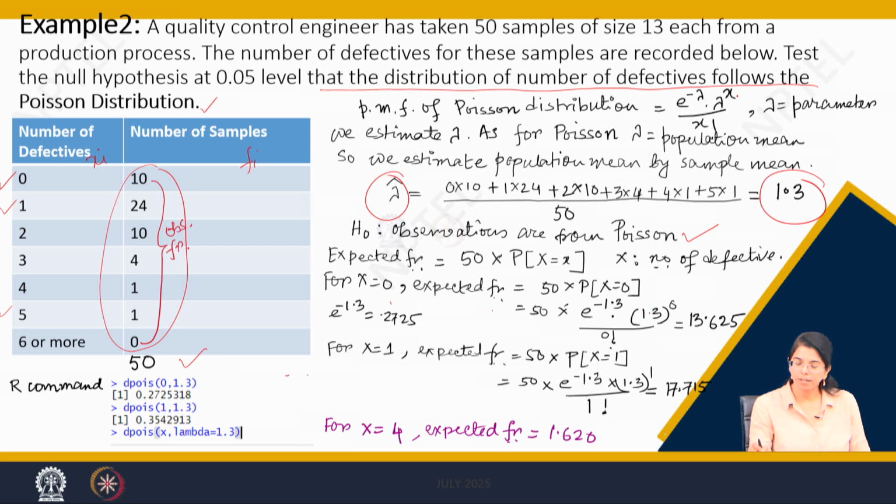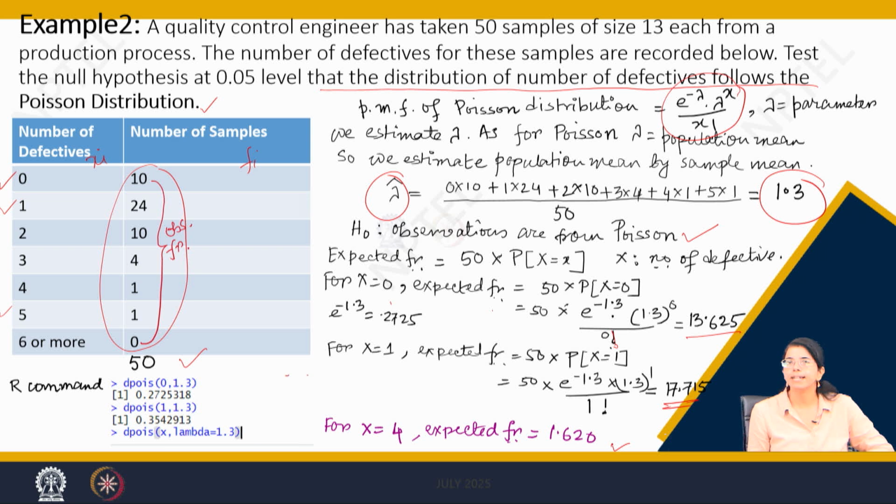You know the probability mass function of Poisson distribution, and just replace the estimated lambda over there, e to the power minus 1.3, 1.3 to the power 0 divided by 0 factorial, and it turns to be 13.625, because after multiplication it will be 13. Similarly, for x is equal to 1, expected frequency turns to be 17.715, and for x is equal to 4, expected frequency is 1.620. So you have to calculate out all of these things.